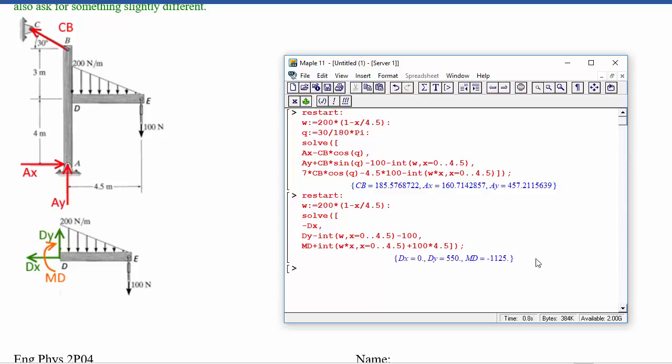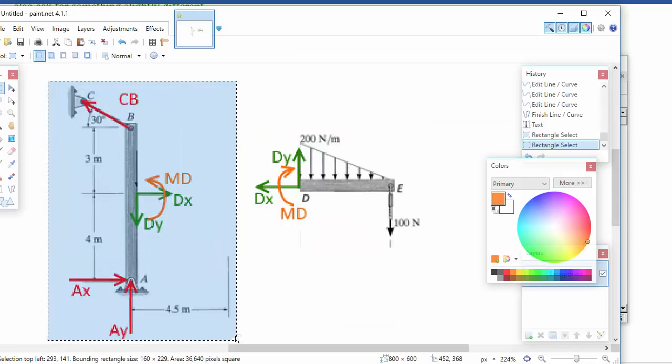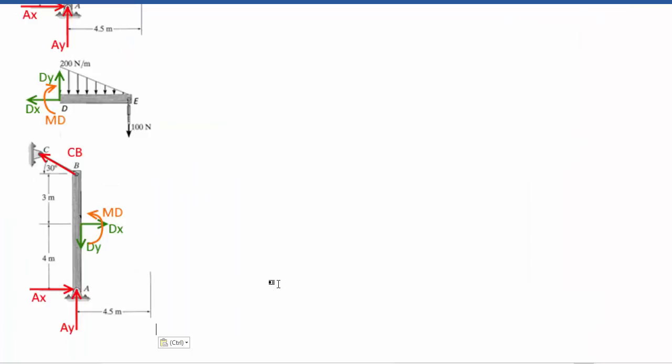So dx is 0, dy is 550, and md is negative 1125. That one would be in Newton meters. Okay. Now, as a test, we can also go and, looking back at this diagram, try to use this to figure out what dx, dy, and md are.